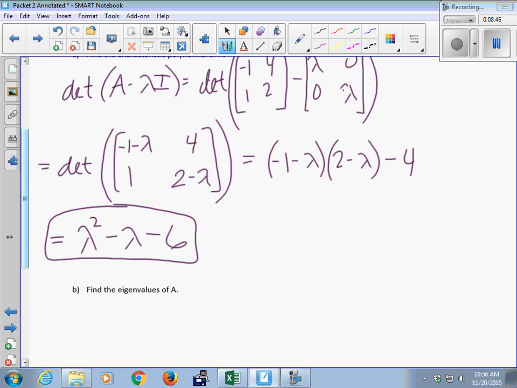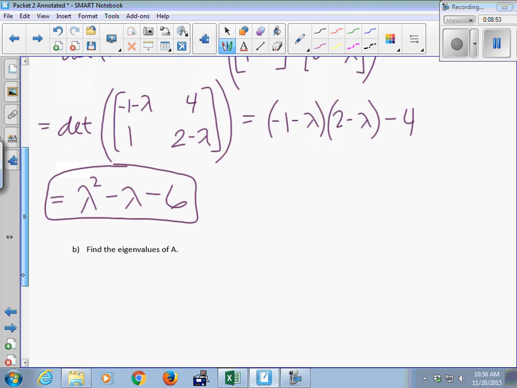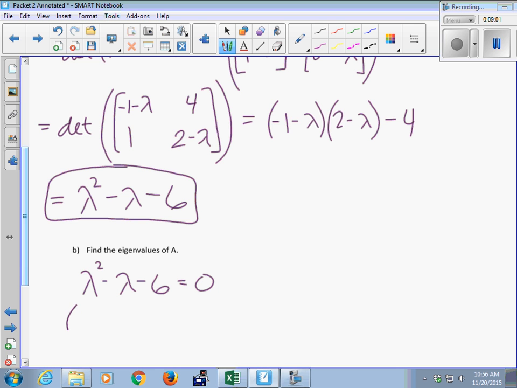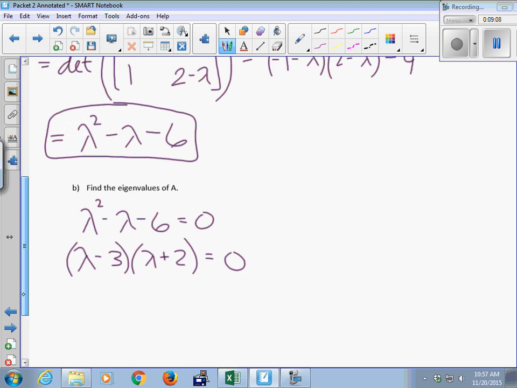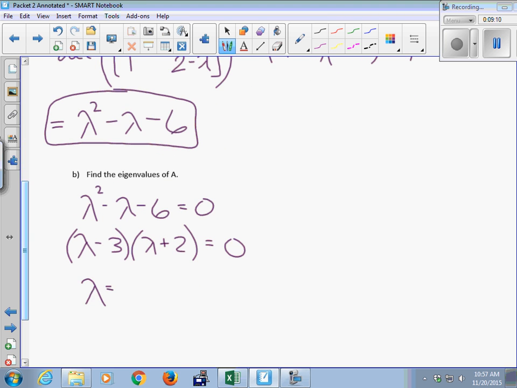So, right, to find the eigenvalues, you take the characteristic polynomial and you set it equal to 0. You could use the quadratic formula, or you could factor it. Right, it factors to lambda minus 3 times lambda plus 2. So the eigenvalues are +3 and -2. So 2 eigenvalues.